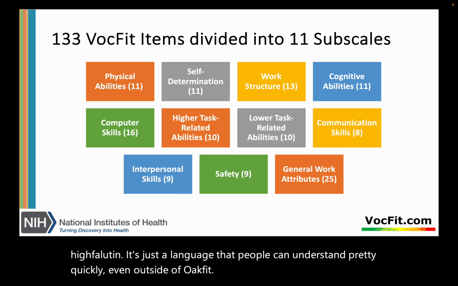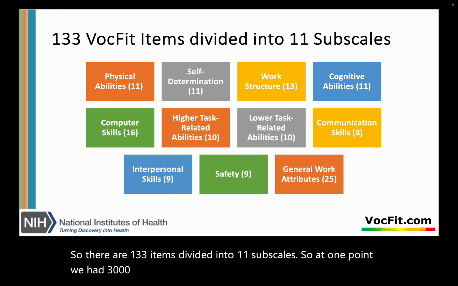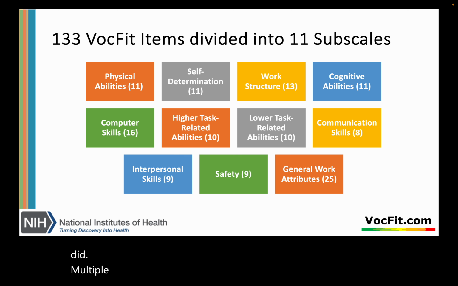So there are 133 items divided into 11 subscales. So at one point we had 3,000 VocFit items that we pulled out of the U.S. Department of Labor ONET website. Had about a 3-year process where we did multiple iterations of VocFit to get it down to 133 items.